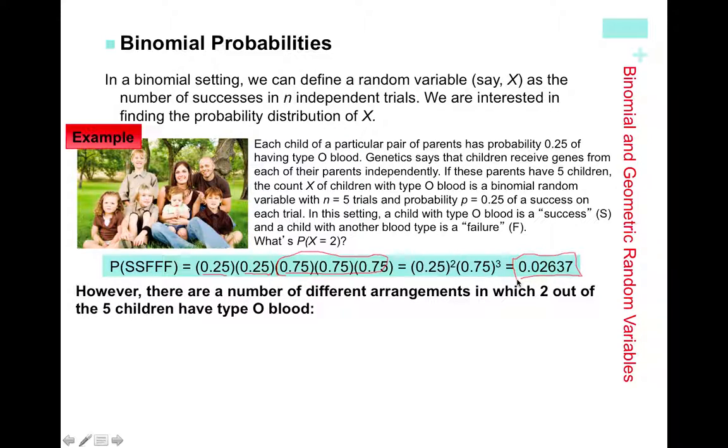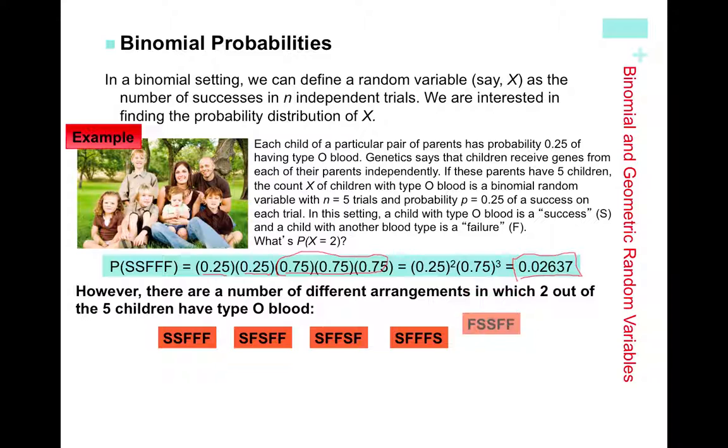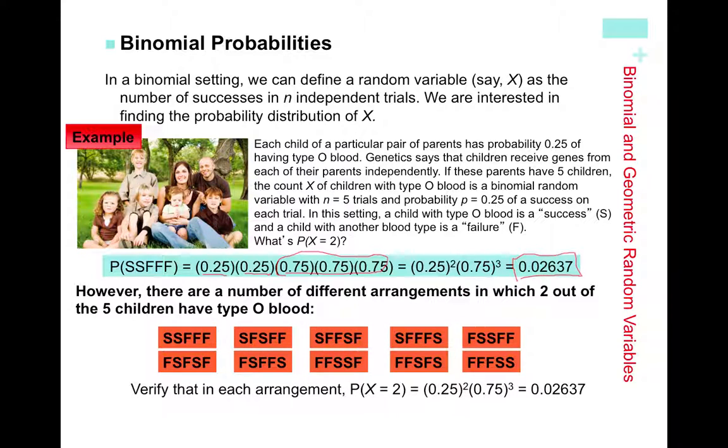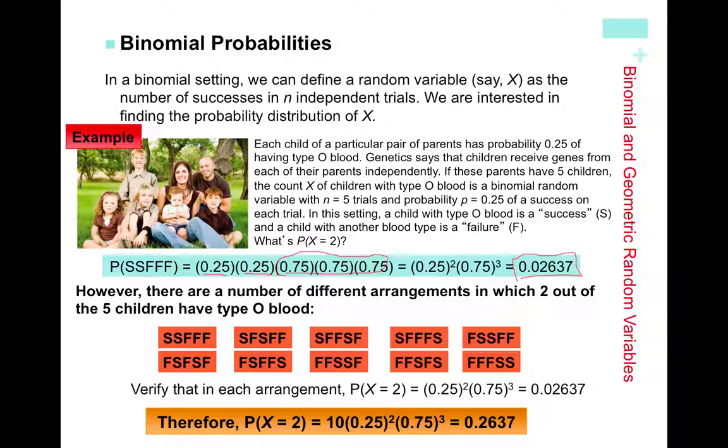However, there are several different arrangements in which 2 out of the 5 children could have type O blood, right? We saw that last time. It may not be that the first 2 have type O and the last 3 don't. It could be that the first one does, the second one doesn't, but the third one does, and the last 2 don't, and so on and so on. And there are 10 different ways to make this arrangement.